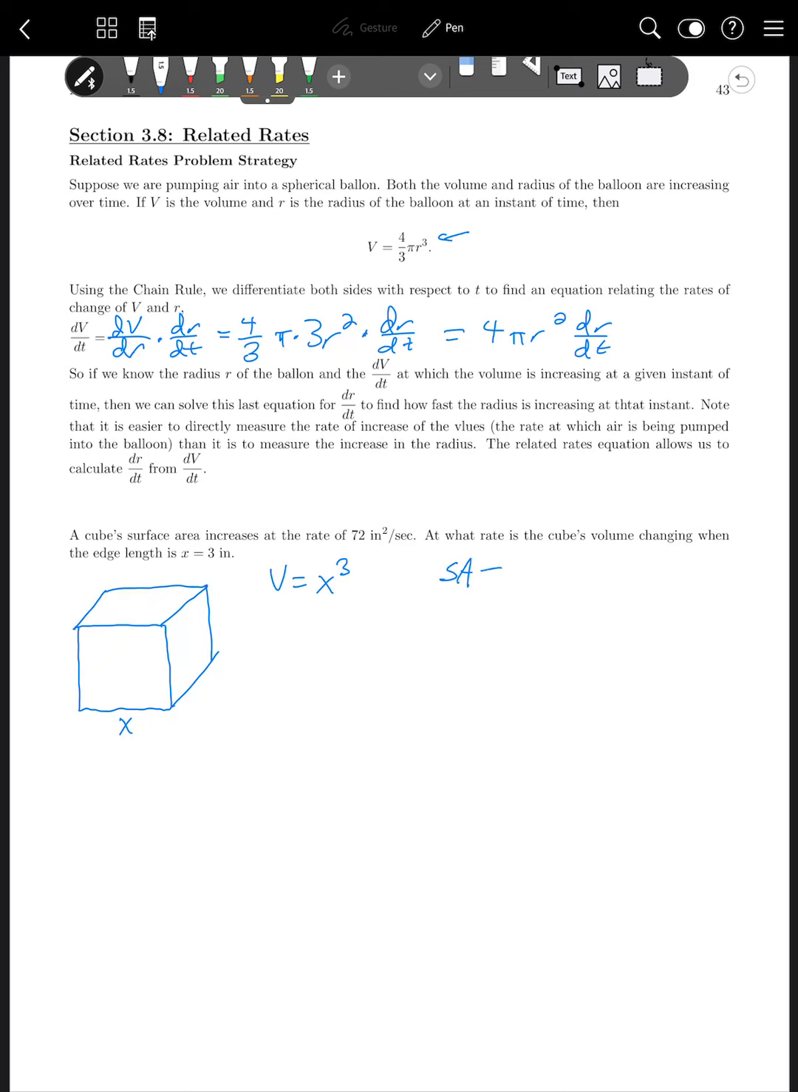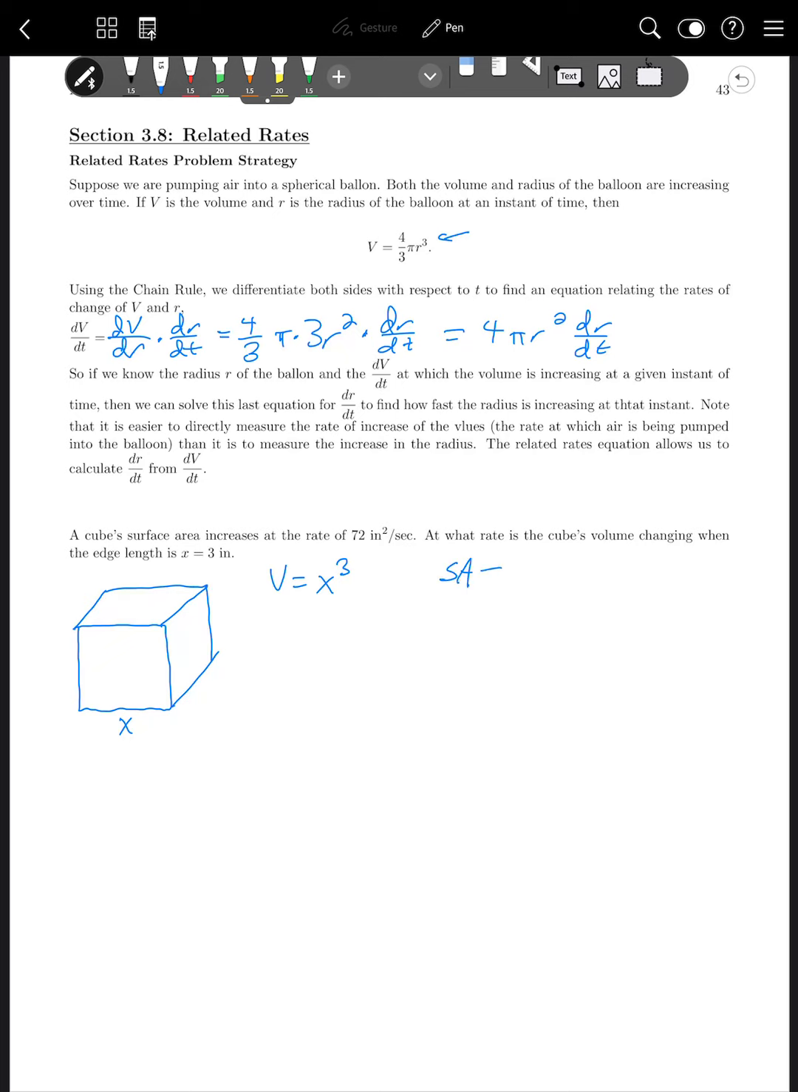Okay, so the derivative of volume with respect to time is simply dV/dt. We don't actually have any way to know what value that is. In fact, that's what we're looking for. To do this derivative on the right, we use implicit differentiation. So that's going to be 3x squared dx/dt.